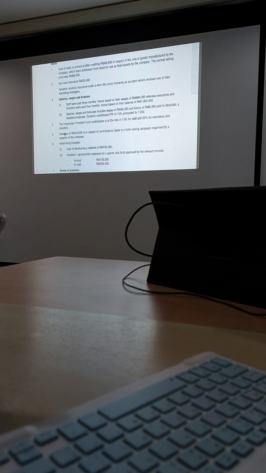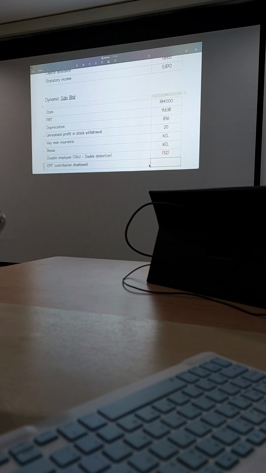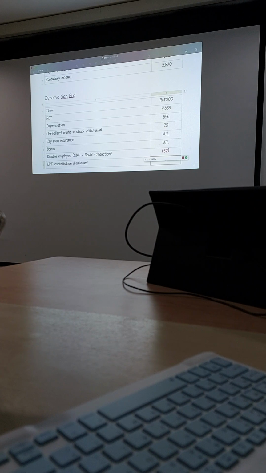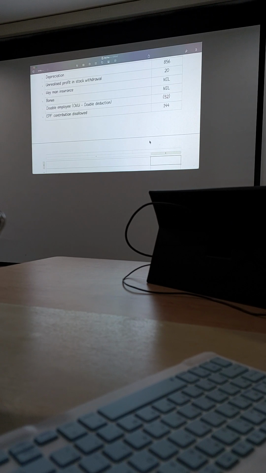You all know how to get the number, right? 144 equals 1,800 times 4/12 plus 1,800, times 0.06. How? 1.8 million times 4/12, because he said 4 months. Then add the 1.8 million because that is his salary. Then multiply by 6%.